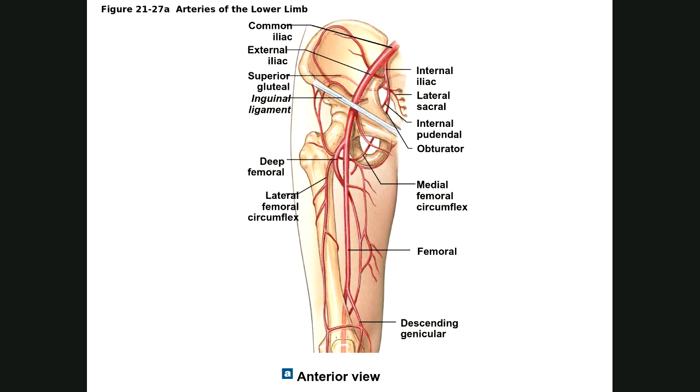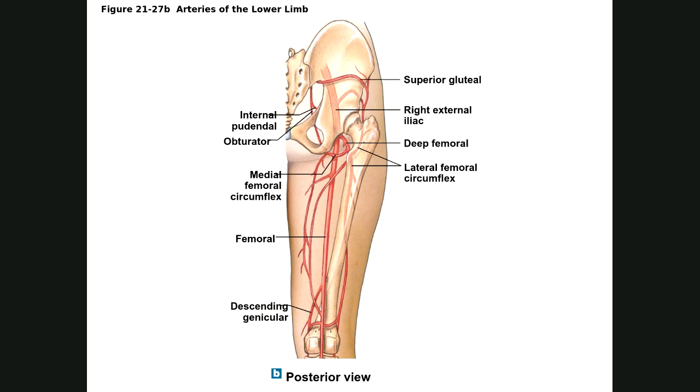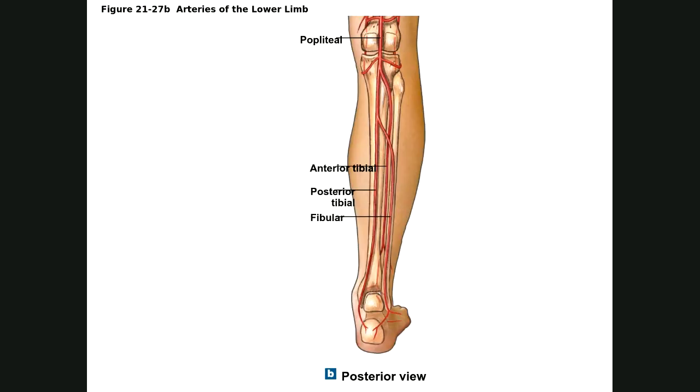And again, I've included images. Here's an anterior view, the upper leg, anterior view of the lower leg, and then a posterior view of the upper leg, posterior view of the lower leg. And you should be able to identify all those structures on those images. So again, just to summarize, I'll be using these unlabeled images with arrows pointing to the vessels, and you have to correctly identify them.